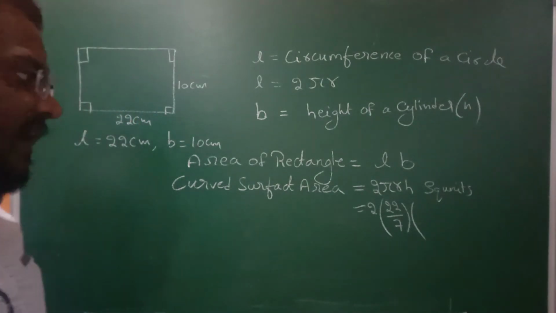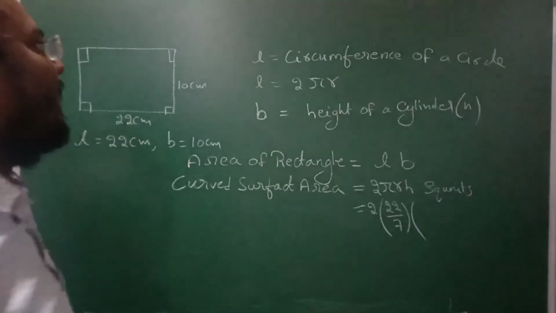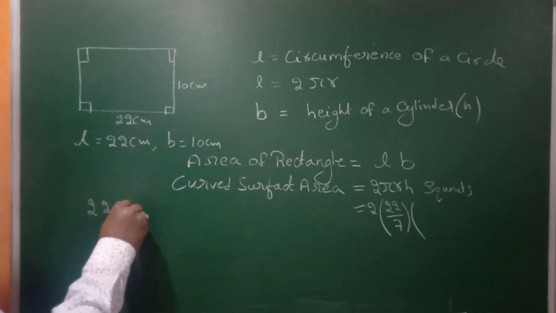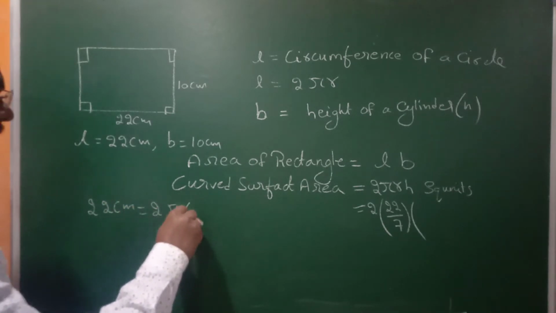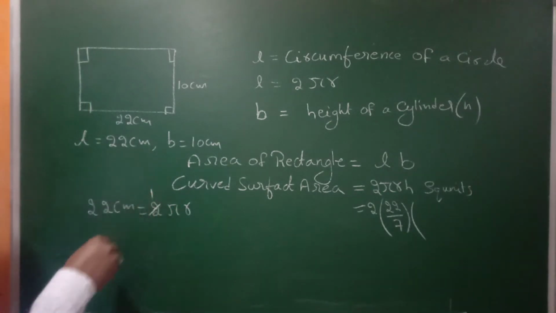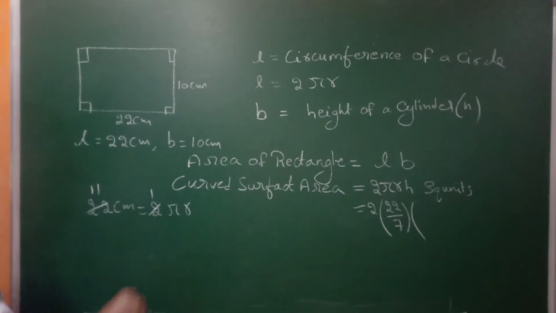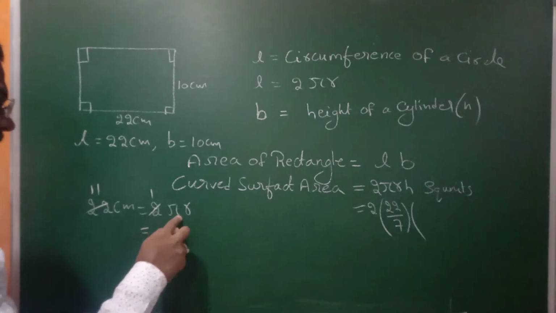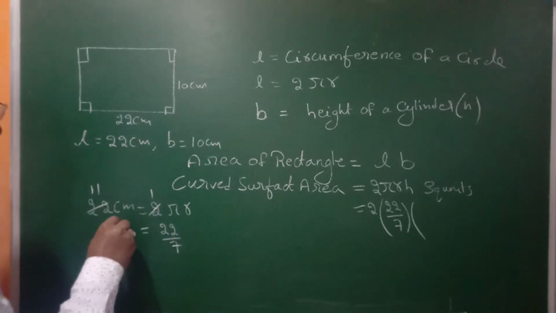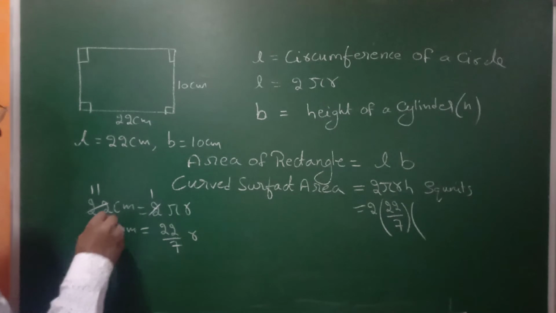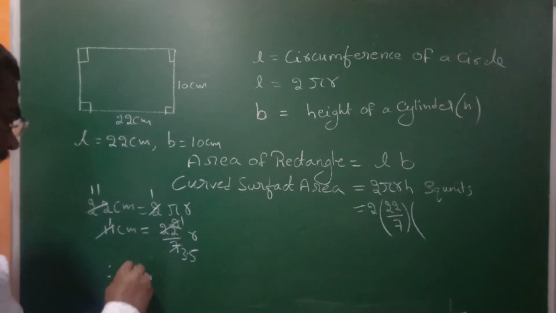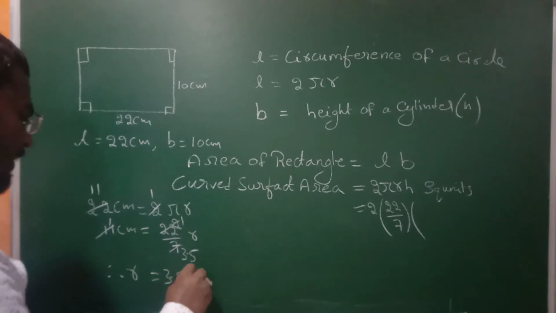We can find the radius by applying the length. What is the length here? 22 centimeters. 22 centimeters is equal to 2 pi r, as we are making it the circumference of a circle. 2 times 1, 2 times 11, right? Here I am taking the value of pi as 22 by 7, and here is 11 centimeters. 11 ones are 11, twos are 2, ones are 2, 3.5. So therefore the radius is equal to 3.5 centimeters.